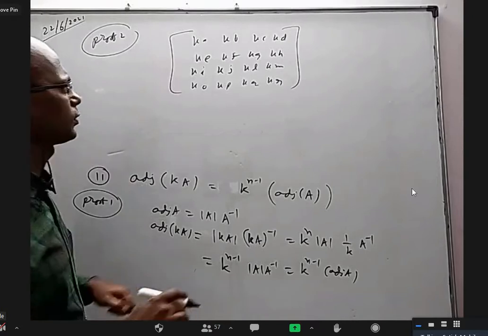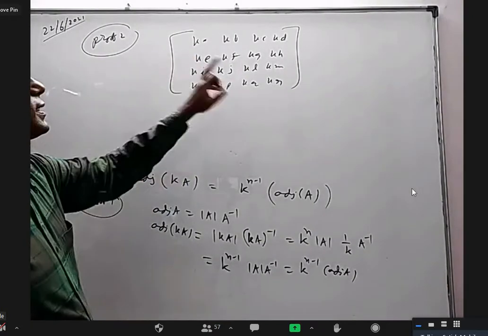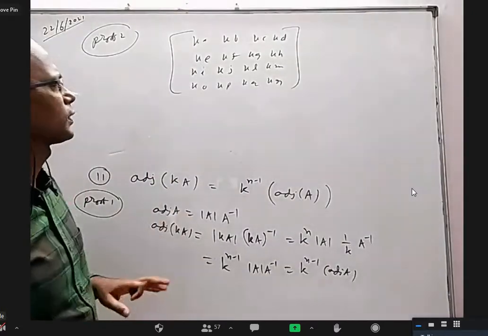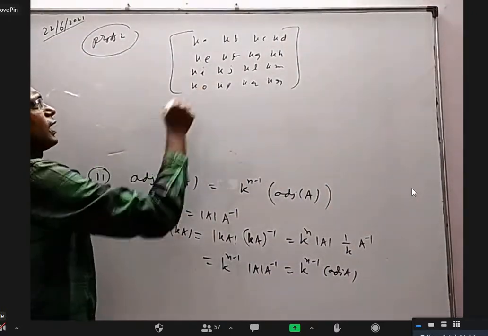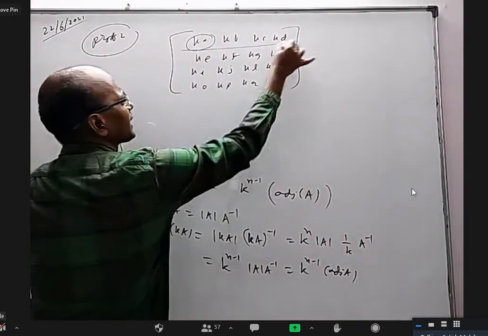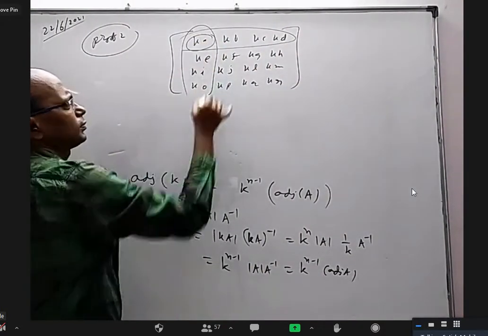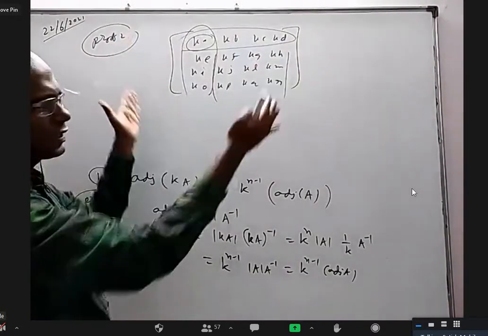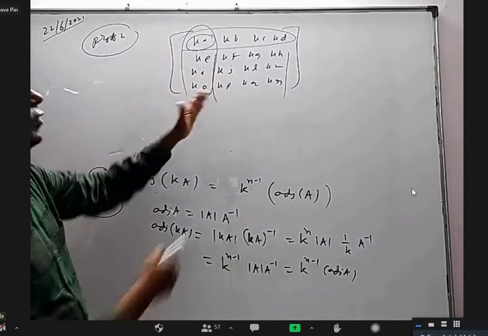Something like this, not a problem. So I have only A, B, C, D, E, F, G, H, I, J, K, L, M, N, O, P, Q, R, whatever it is. Now, when I want a cofactor of this, when I neglect this row and this column, the determinant of this is a cofactor. The original one is 4 by 4. When I find a cofactor, it is a 3 by 3.